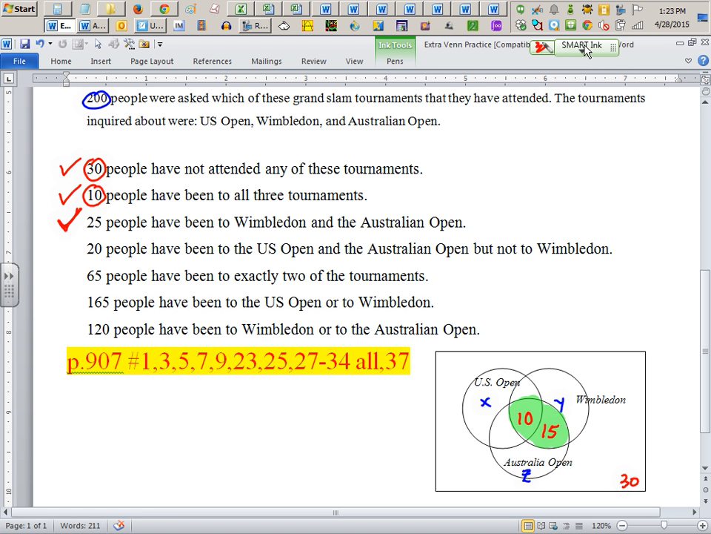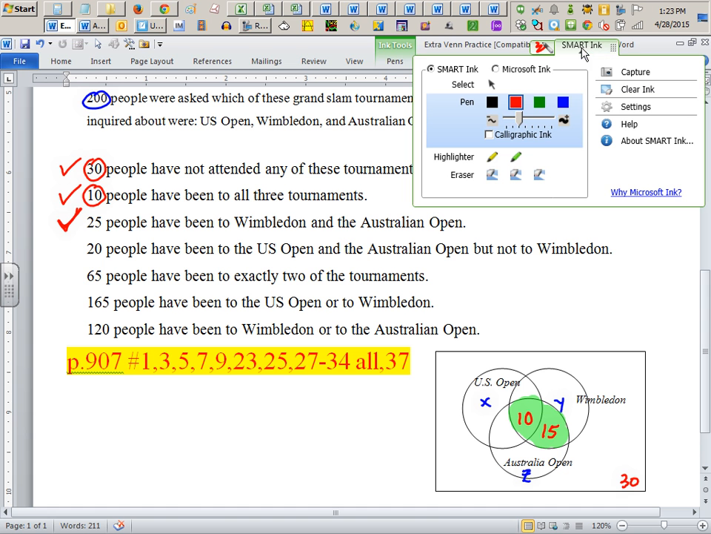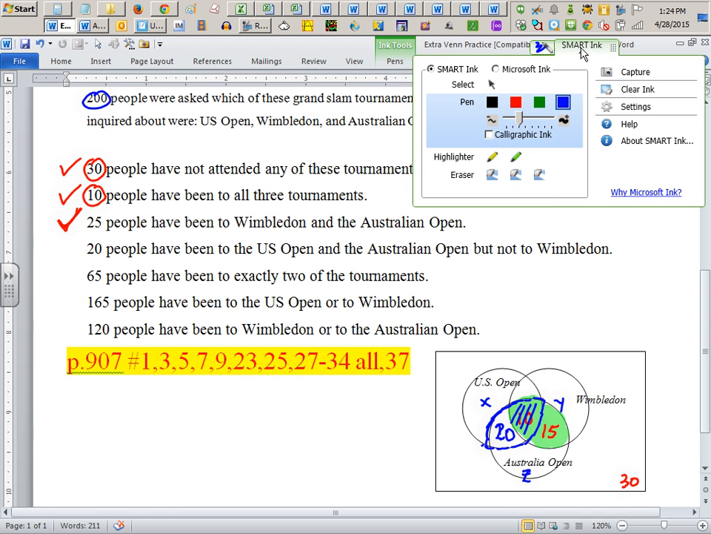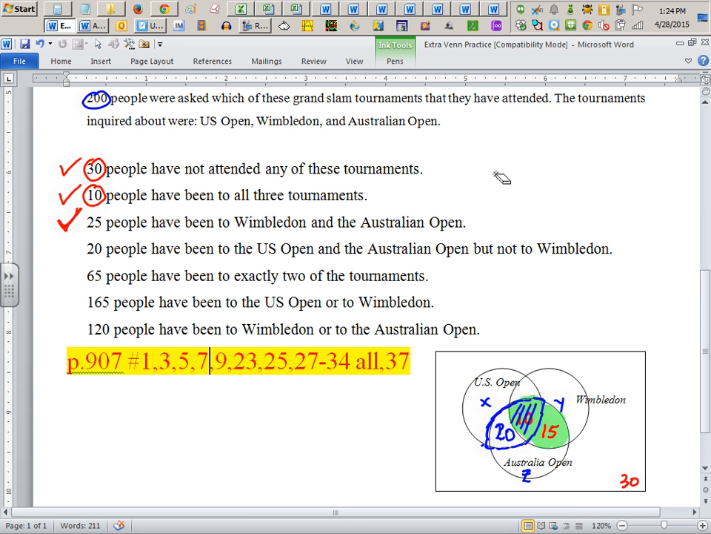20 people have been to the US Open and Australian Open, but not to Wimbledon. So US Open and Australian Open would be this football region right here. But then it says, but not to Wimbledon, so you would not count this part. So basically, they're giving you this number right here. It's 20. Okay, so let's go ahead and clean this up a bit. So this is 20, 10, and 15 right in here. I'll use red, 20, 10, 15, and that takes care of this one.